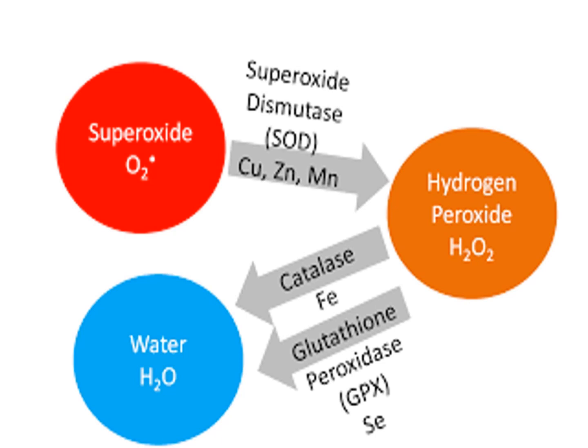This figure shows you the superoxide radical, which is a free oxygen radical, and it is being detoxified by an enzyme called superoxide dismutase. Now here you can see the arrow is showing you that this enzyme requires three trace elements: copper, zinc, and manganese as a cofactor, so that superoxide dismutase detoxifies this superoxide into hydrogen peroxide.